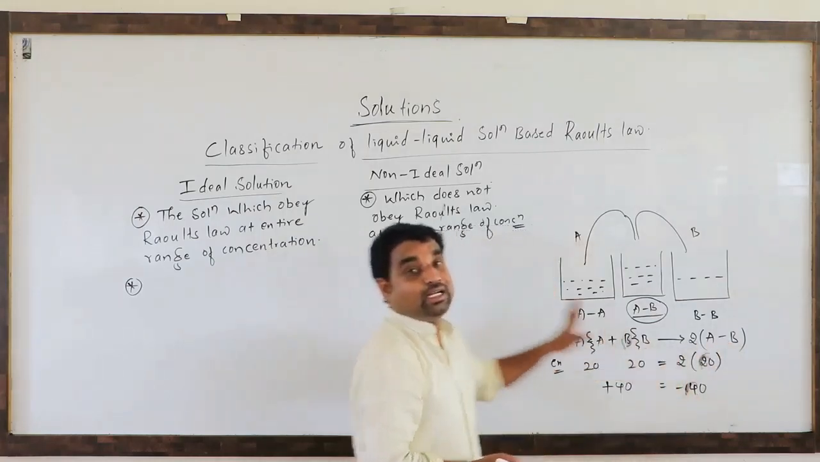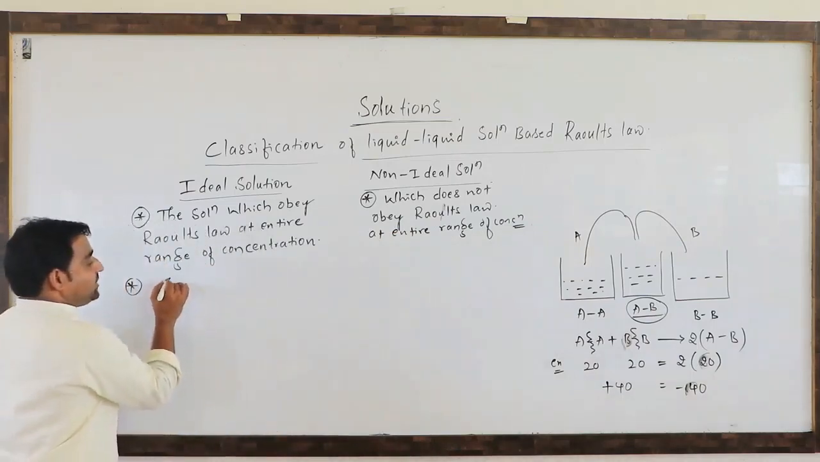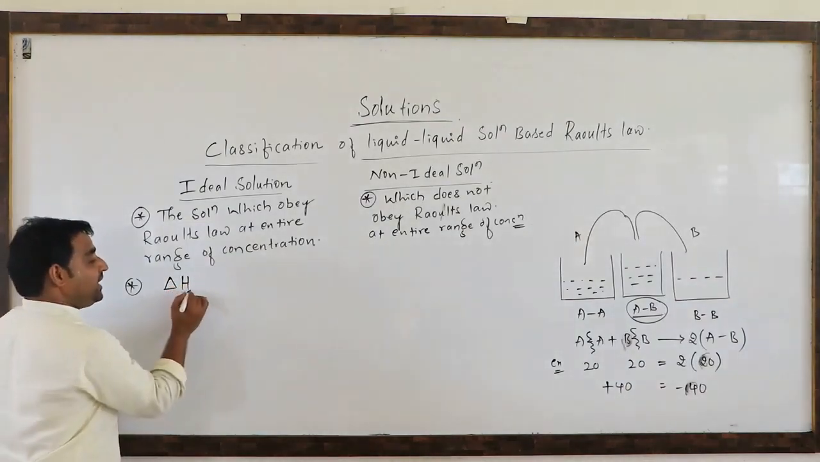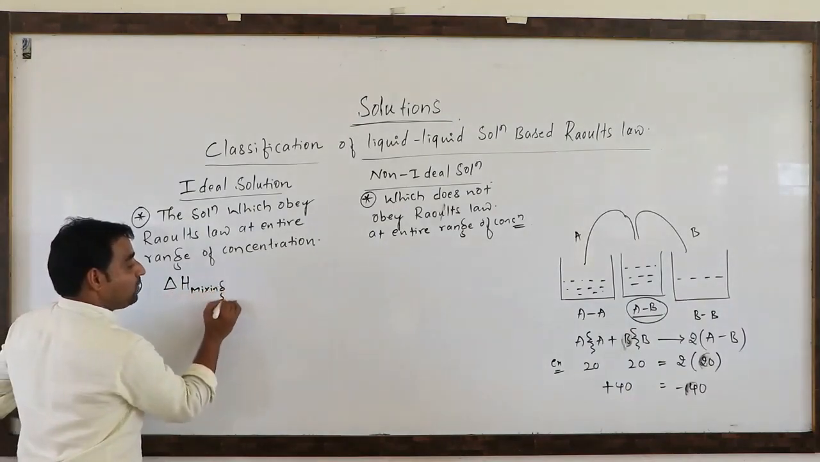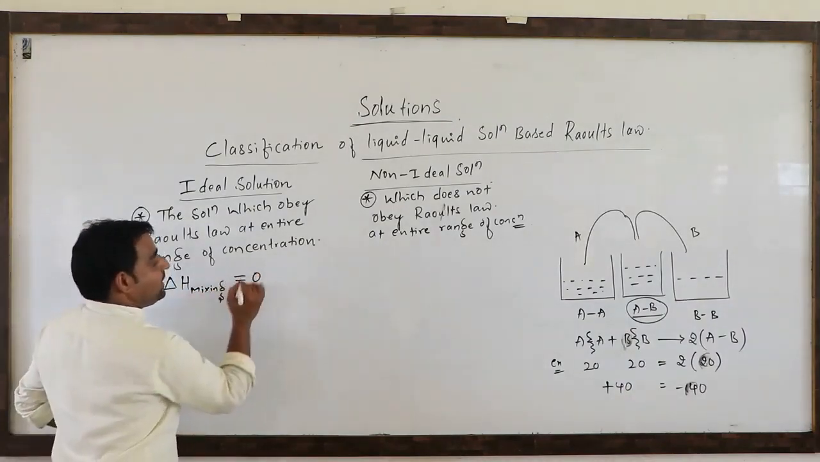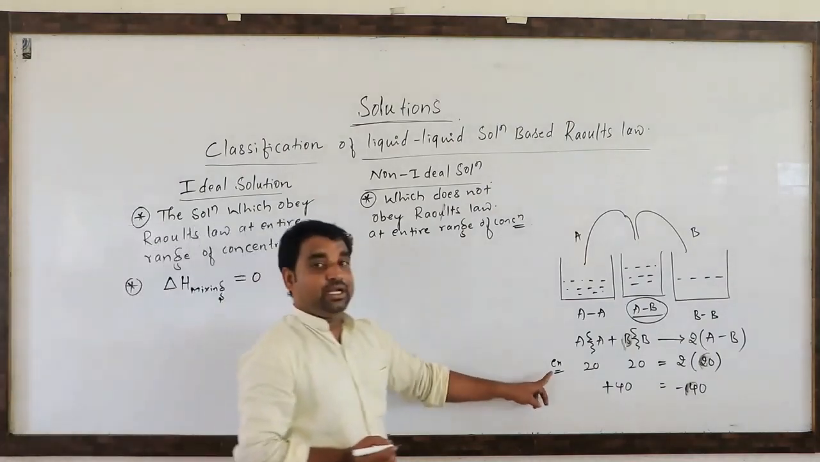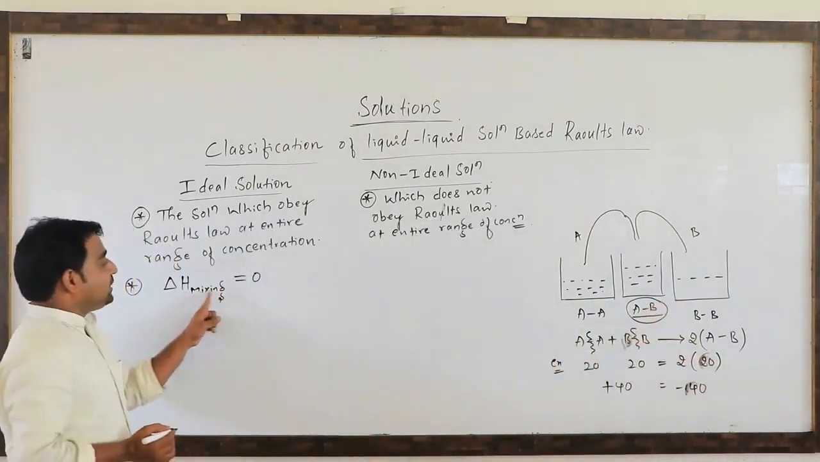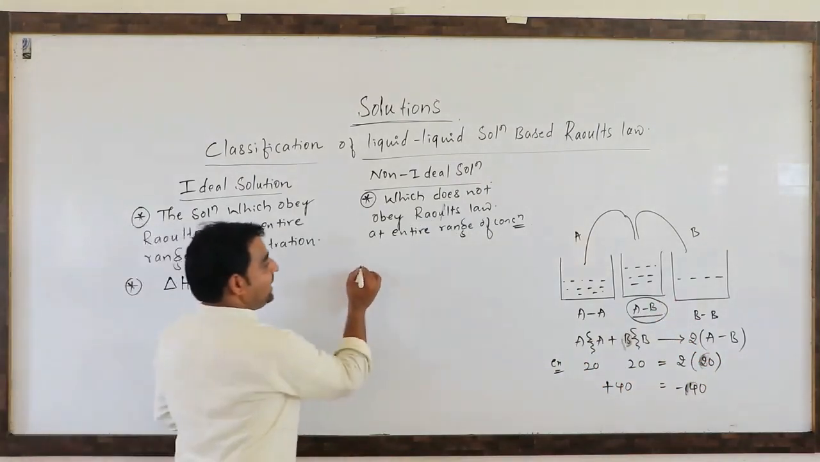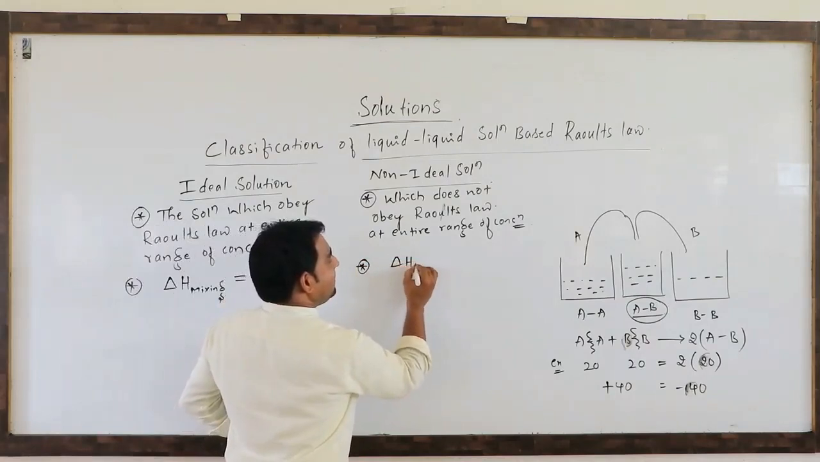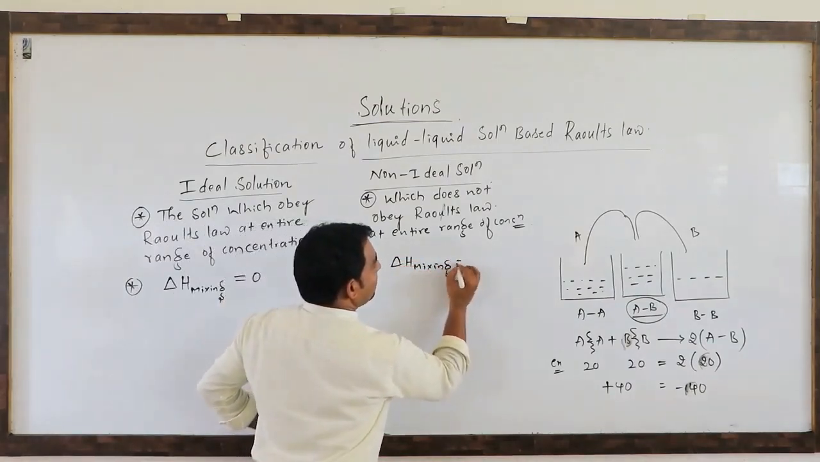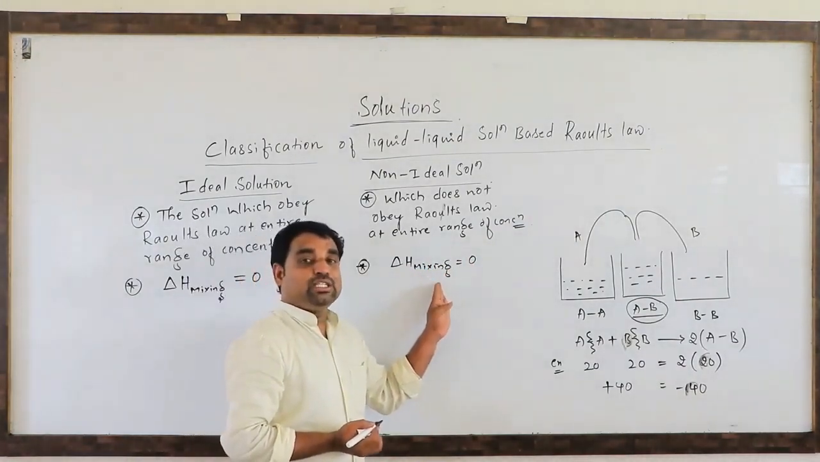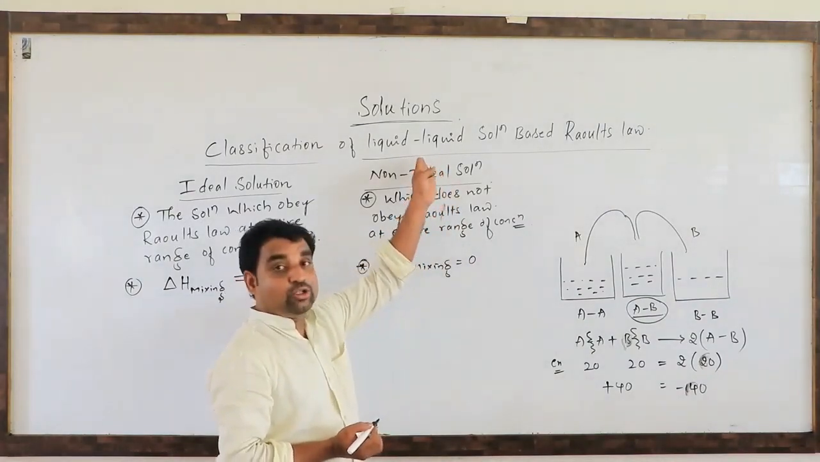In such cases, we say it is an ideal solution, that is, the change in enthalpy, delta H, after mixing the components is 0. In the sense, no heat is liberated and no heat is absorbed in the reaction. That is the meaning of delta H mixing is 0. But in case of non-ideal solutions, delta H mixing is not equal to 0. It means some amount of energy will be released or some amount of energy will be absorbed. Later we will discuss non-ideal solutions in detail.